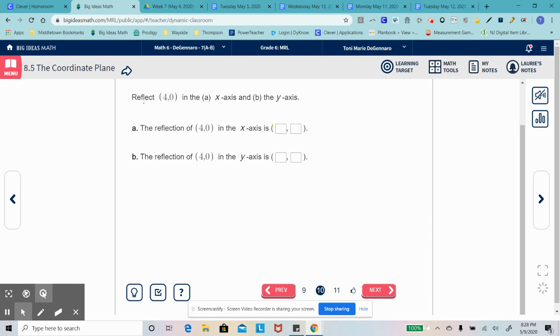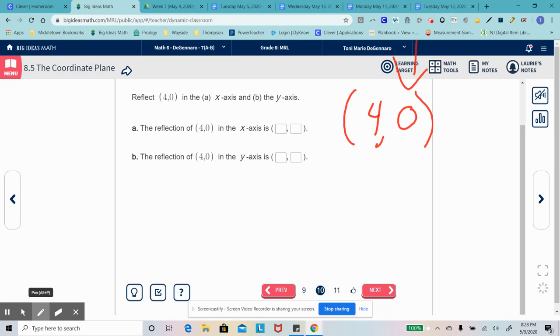All right, so we'll go to the arrow. We're going to go to number 10. And this time now, we have 4 comma 0. And it says that we are finding the reflection of 4 comma 0 in the x-axis. So x-axis means our x is going to stay the same. Our y is going to be finding the opposite. All right, so now we're going to have our 4 the same. Our 0 is going to be opposite, but our 0 is really just 0. So our answer is 4 comma 0.